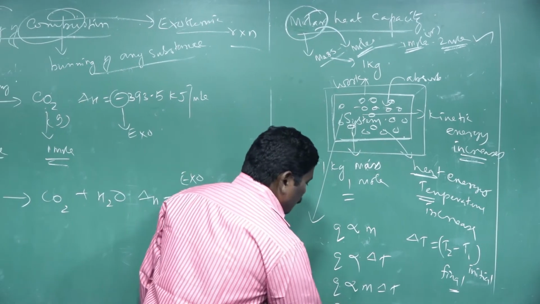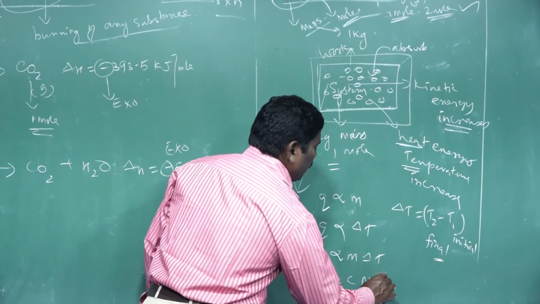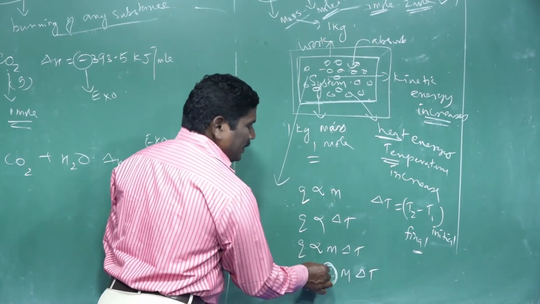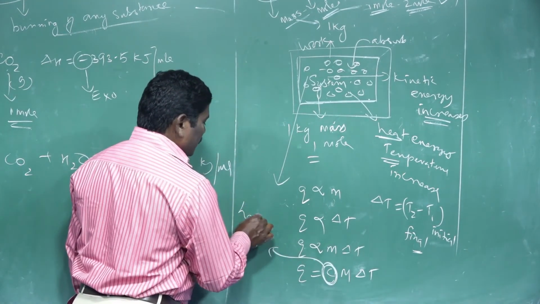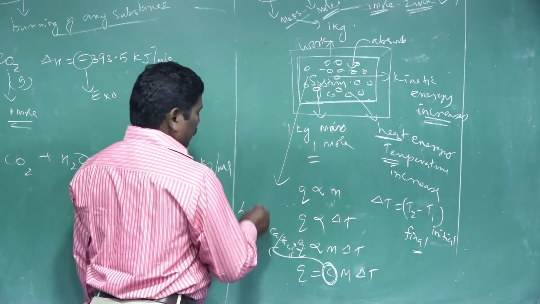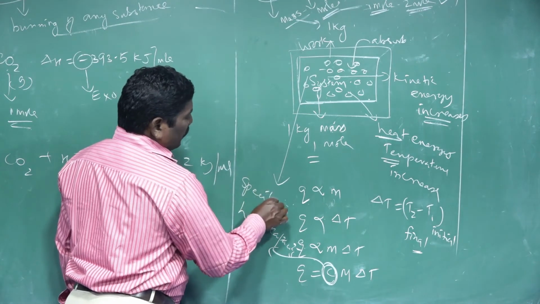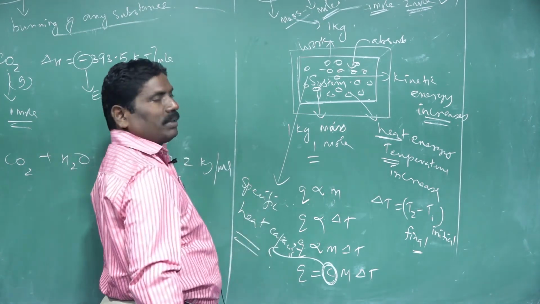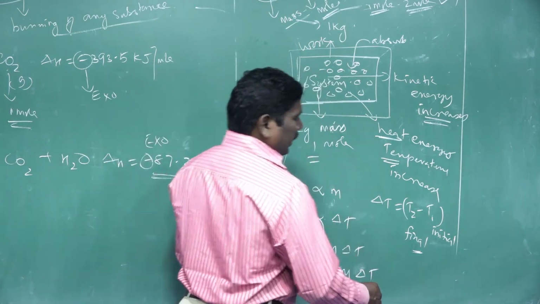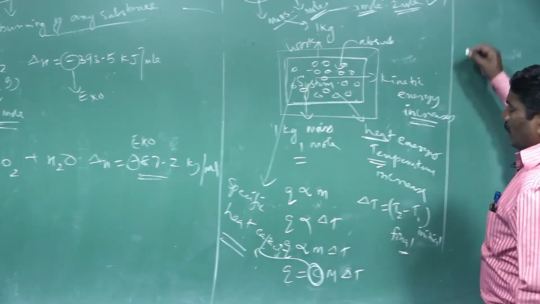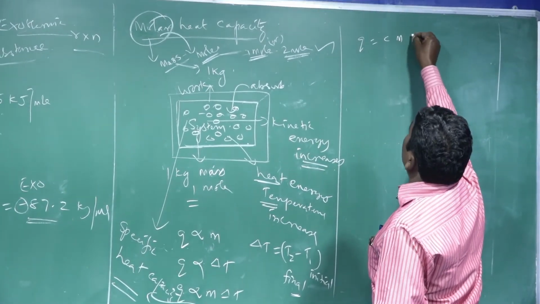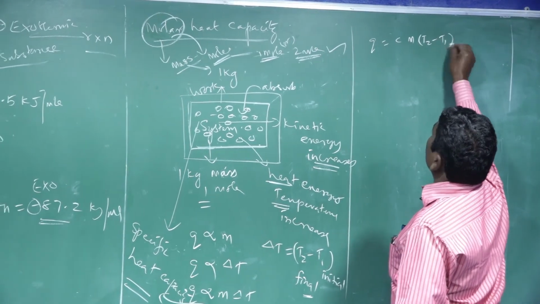Now you write Q is equal to C into M into delta T. This C is nothing but the proportionality constant, that is heat capacity. This is nothing but specific heat capacity. Now we are going to see this specific heat capacity by knowing this formula, that is Q is equal to C into M into T2 minus T1.